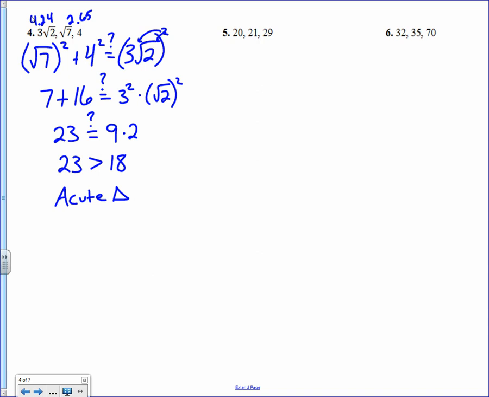So number 5, again, 20 squared plus 21 squared. We want to know if that's equal to 29 squared. That's 400.